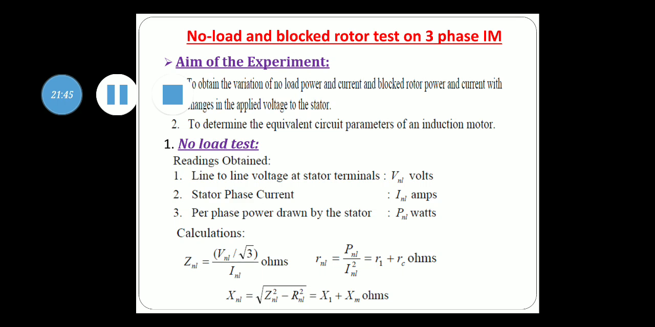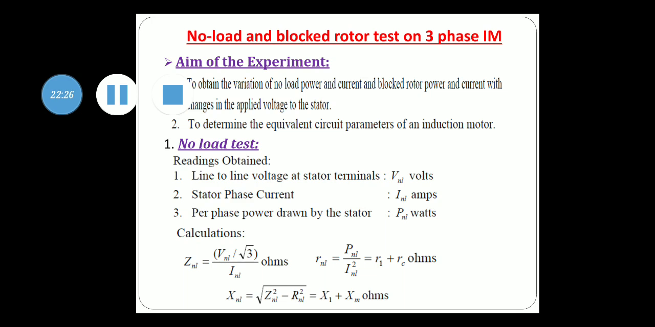Now let me study some tests on the three-phase induction motor, that is the no load and blocked rotor test on a three-phase induction motor. First let me consider the objective of the experiment. The main objective of the experiment is to obtain the variation of no load power and current and blocked rotor power and current with changes in the applied voltage to the stator, and also to determine the equivalent circuit parameters of an induction motor.